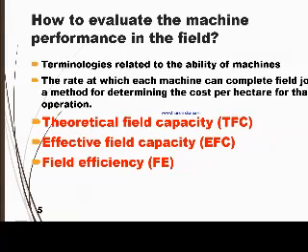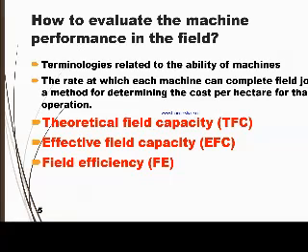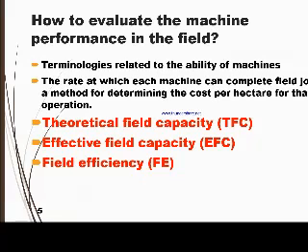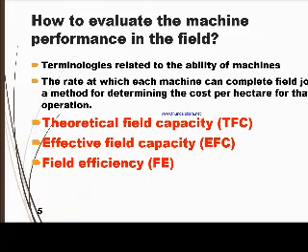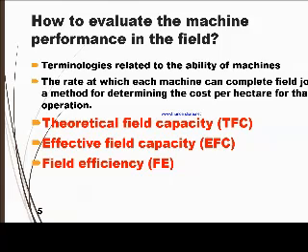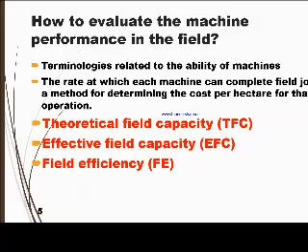Alright, how to evaluate the machine performance in the field? There are three types of parameters that we are going to cover. First of all, the performance which can be related to each machinery that can complete the field job, which is the method in determining the cost per hectare for that operation. So the outcome of this capacity should be able to estimate the cost of operation as well as the time spent for such operation.